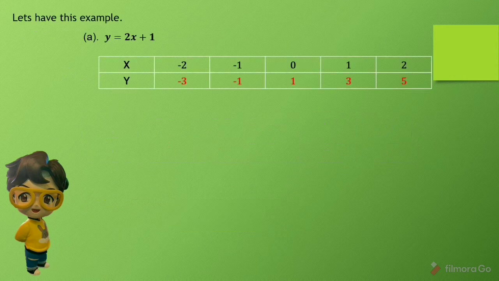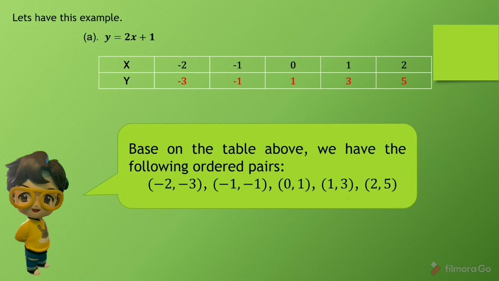Like this. So based on our info kanina, based on the table above, we have the following ordered pairs. Yung kanina lang: (-2, -3), (-1, -1), (0, 1), (1, 3), (2, 5). So the proper way of illustrating an ordered pair is an open parenthesis followed by the value of x, comma, then the value of y, then close parenthesis. So yan lang siya.